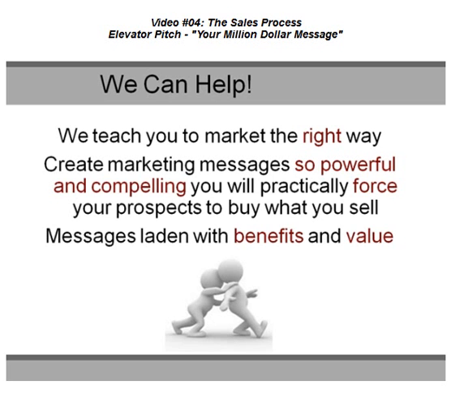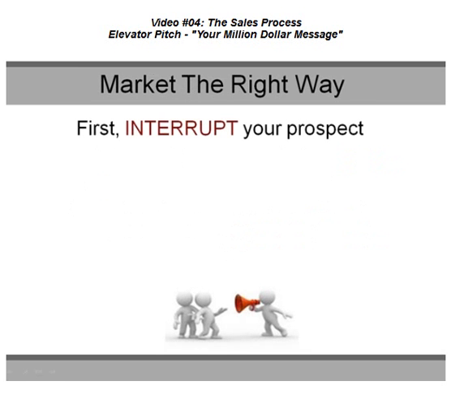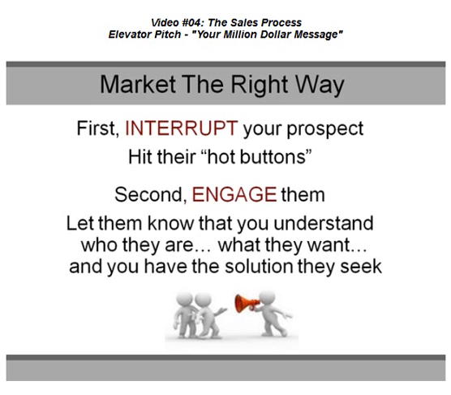Let me quickly describe the process we'll use to make you the obvious choice to buy from in your market. The first thing you must do is to interrupt your prospects from whatever they're doing by using a hot button-oriented, emotionally compelling message that relates specifically to them. Next, you want to engage them by helping them recognize that you understand who they are, what they want, and have the solution they seek.